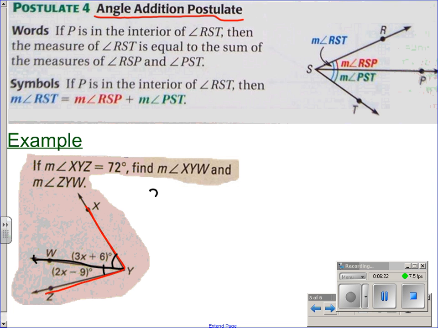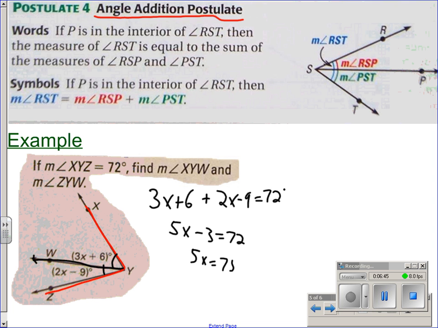So that gives us 3x plus 6 plus 2x minus 9 equal to, the largest angle was 72 degrees. Now the question is, what are these two smaller angles? We need to know what x is. So now you're just going to go through, solve for x. 5x minus 3 equals 72. Add 3 to both sides. You get 75. You divide by 5. 10, 15. There is what x equals.